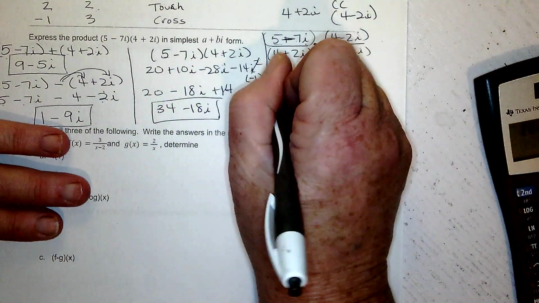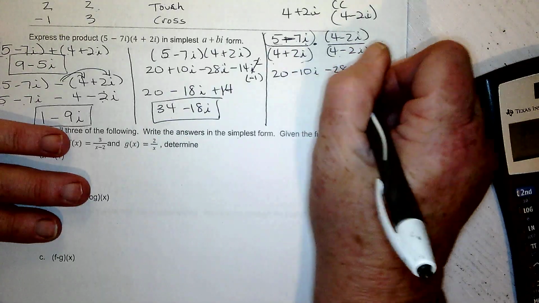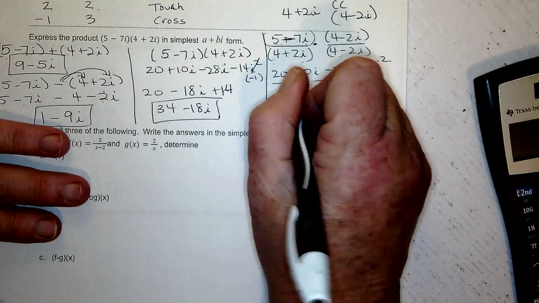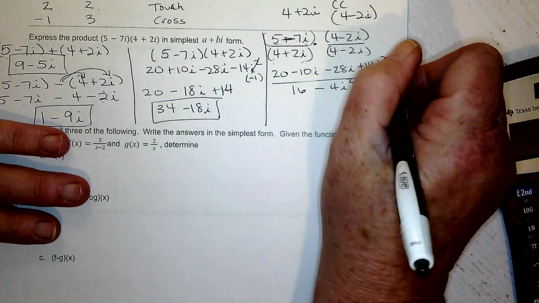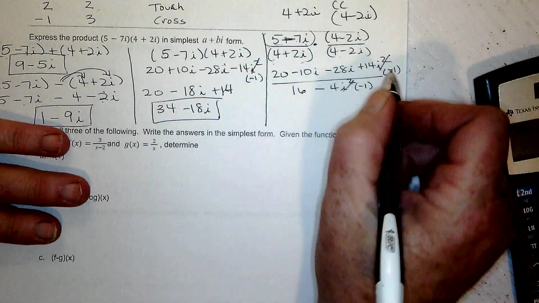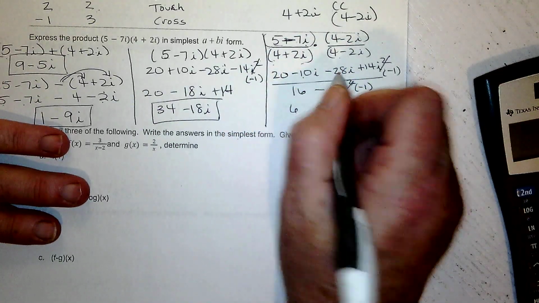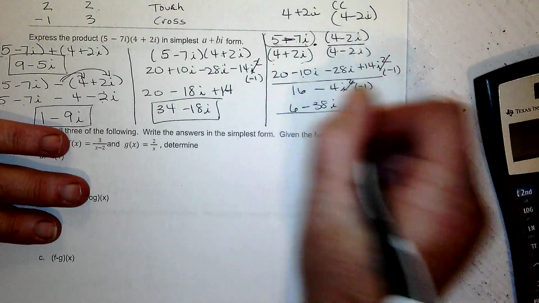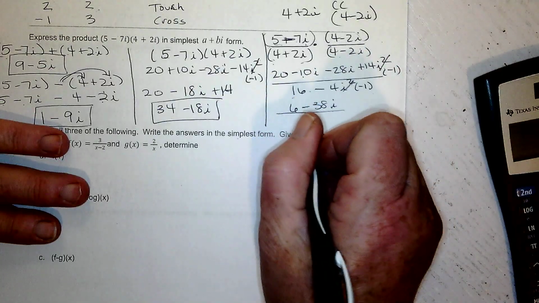So 20 minus 10i minus 28i plus 14i squared over 16 minus 4i squared. The i squares become negative 1. So that becomes negative 14 plus 20 is 6. Negative 10 minus 28 is negative 38i over 16. Negative 4 times negative 1 is 4. 16 plus 4 is 20.